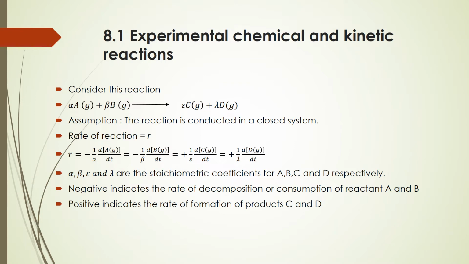We have a negative sign here for 1 over alpha. That negative indicates the rate of decomposition or consumption of reactants A and B, and positive indicates the rate of formation of products C and D, because in a certain reaction, usually the reactants A and B keep on decreasing and the products keep on increasing. So positive indicates the rate of formation of the products, in this case C and D, and negative indicates the rate of decomposition or consumption of reactants A and B.